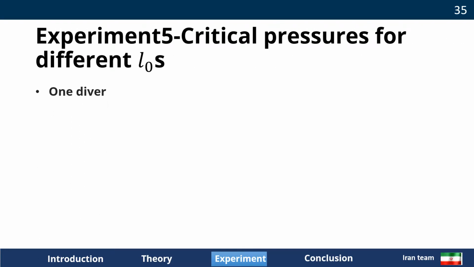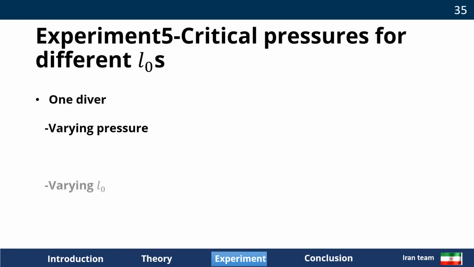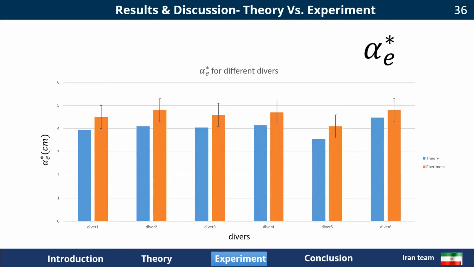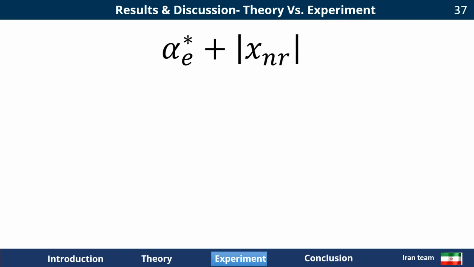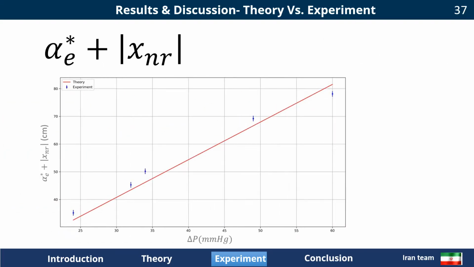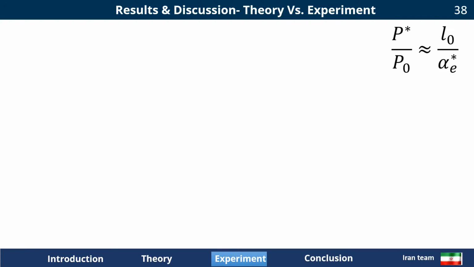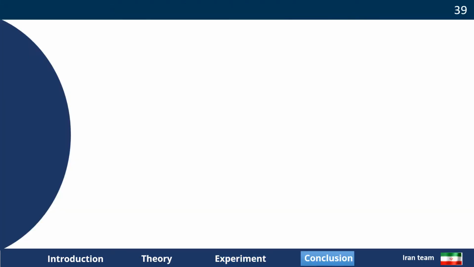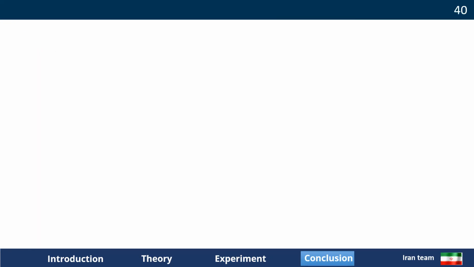In this experiment, we use one diver whose L0 we vary, and we measure the critical pressure for each L0. And as you can see, these parameters have a direct linear correlation. If we compare our theory with our experiments, for alpha star E, we can observe a good agreement. For alpha star E plus x and r, we can also observe a good agreement. And for the holding of this equation, we can see that this equation is being held.